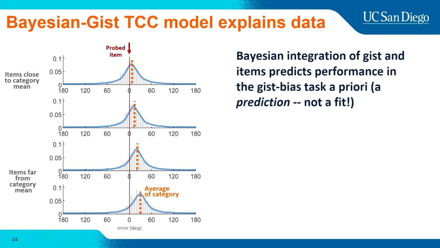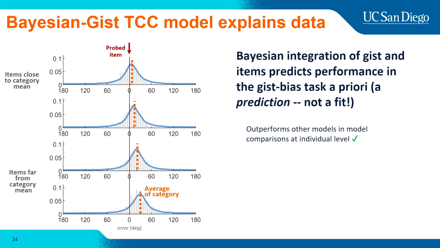So when I put the predictions and data together, you can see from the top, when items are closer to a category mean, participants exhibit minimum bias toward the category center. However, as the distance from the category mean increases, the distribution systematically shifts toward the average of the category, reflecting their increasing reliance on gist. And this is exactly what we predict.